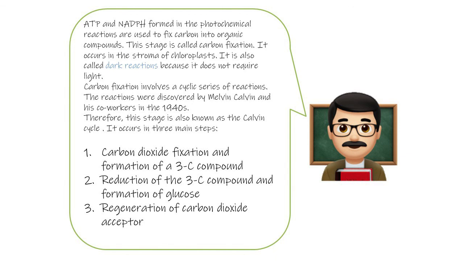Carbon fixation involves a cyclic series of reactions. The reactions were discovered by Melvin Kelvin and his co-workers in the 1940s. Therefore, this stage is also known as the Kelvin cycle. It occurs in three main steps. First, carbon dioxide fixation and formation of a 3C compound. Secondly, reduction of the 3C compound and formation of glucose. And third, the regeneration of carbon dioxide acceptor.